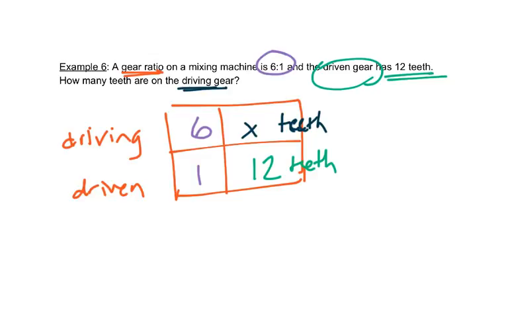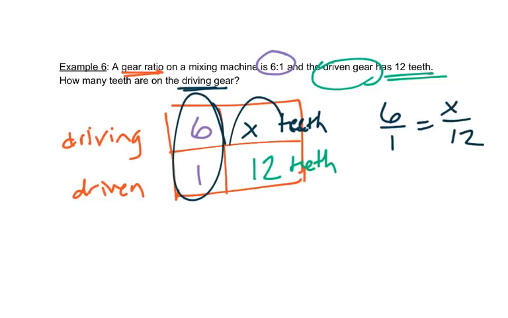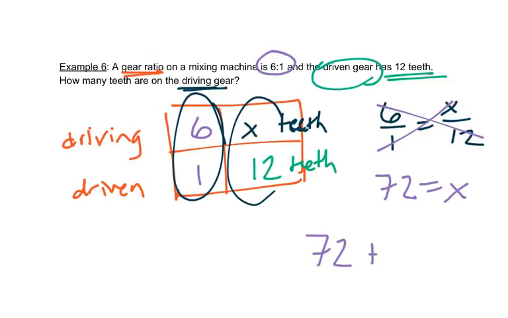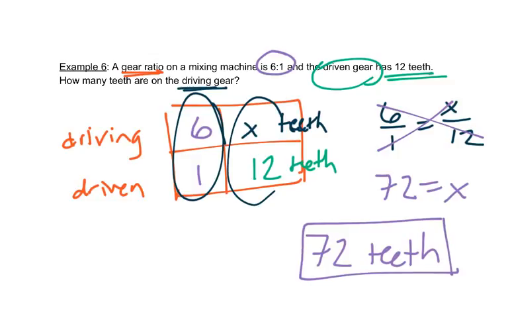So here's our x. So we can use this to write our proportion. We just write 6 to 1 equals x over 12. Here's our first one, here's our second one. We'll cross multiply. 6 times 12 is 72 equals 1 times x, which is just x. So now we know that the driving gear has 72 teeth, and we need to label it, and word problems need to have a unit on the end.